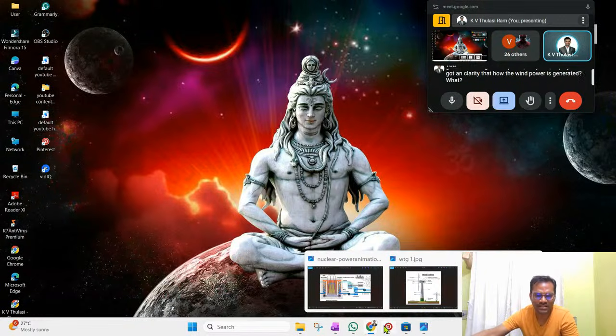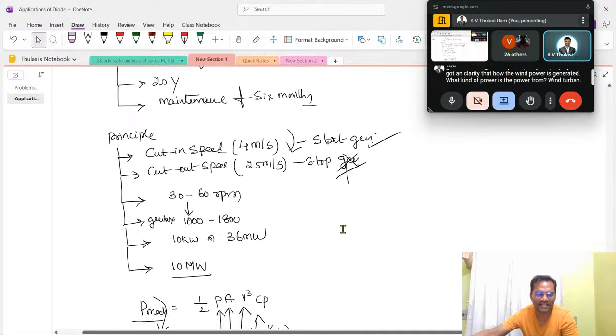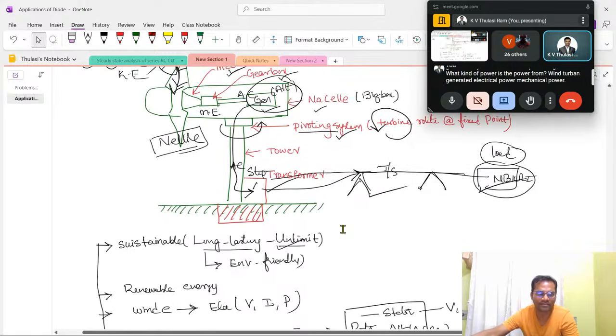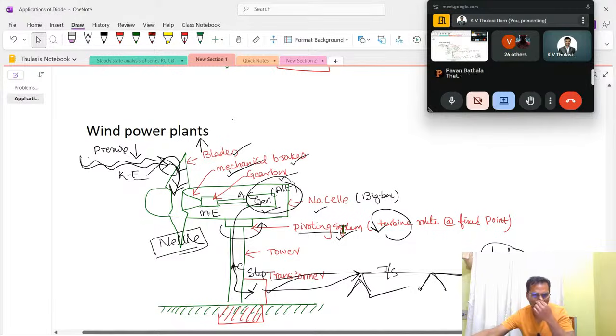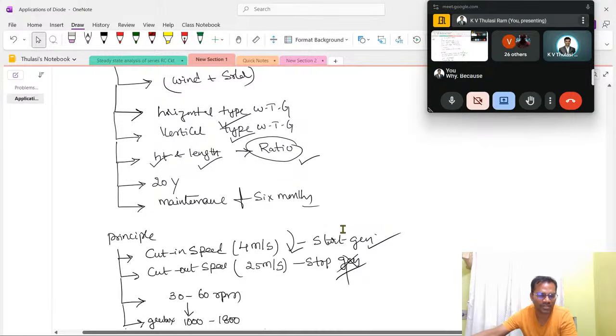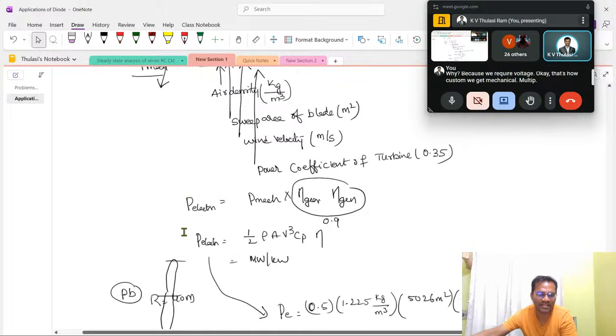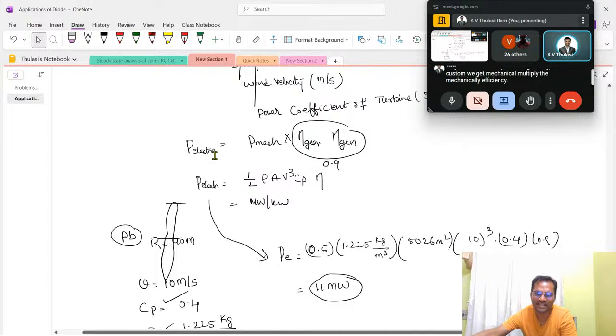What kind of power is generated from the wind turbine? Electrical power or mechanical power? Electrical power. Why? Because we require voltage. First you will get mechanical power, multiply the mechanical power with efficiency, then you will get electrical power. And units of electrical power may be in terms of kilowatts or megawatts.